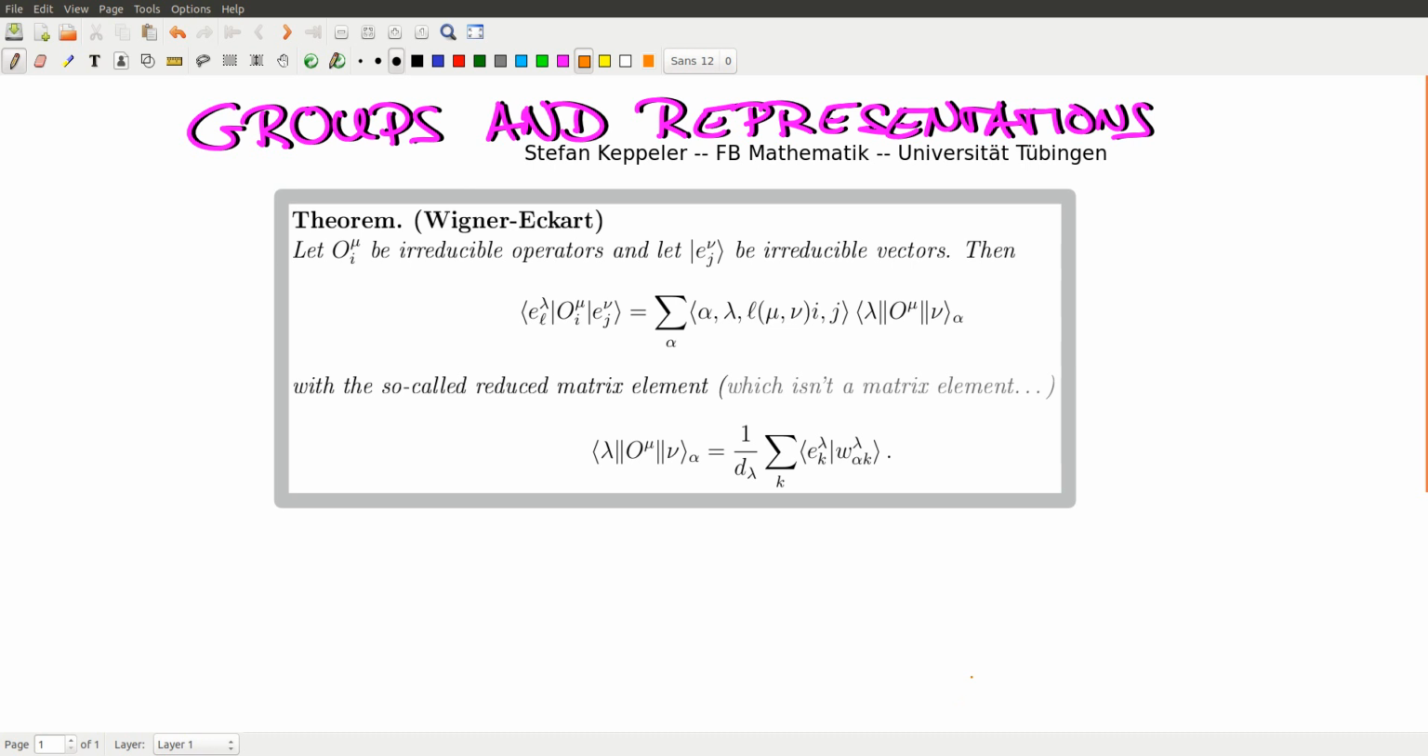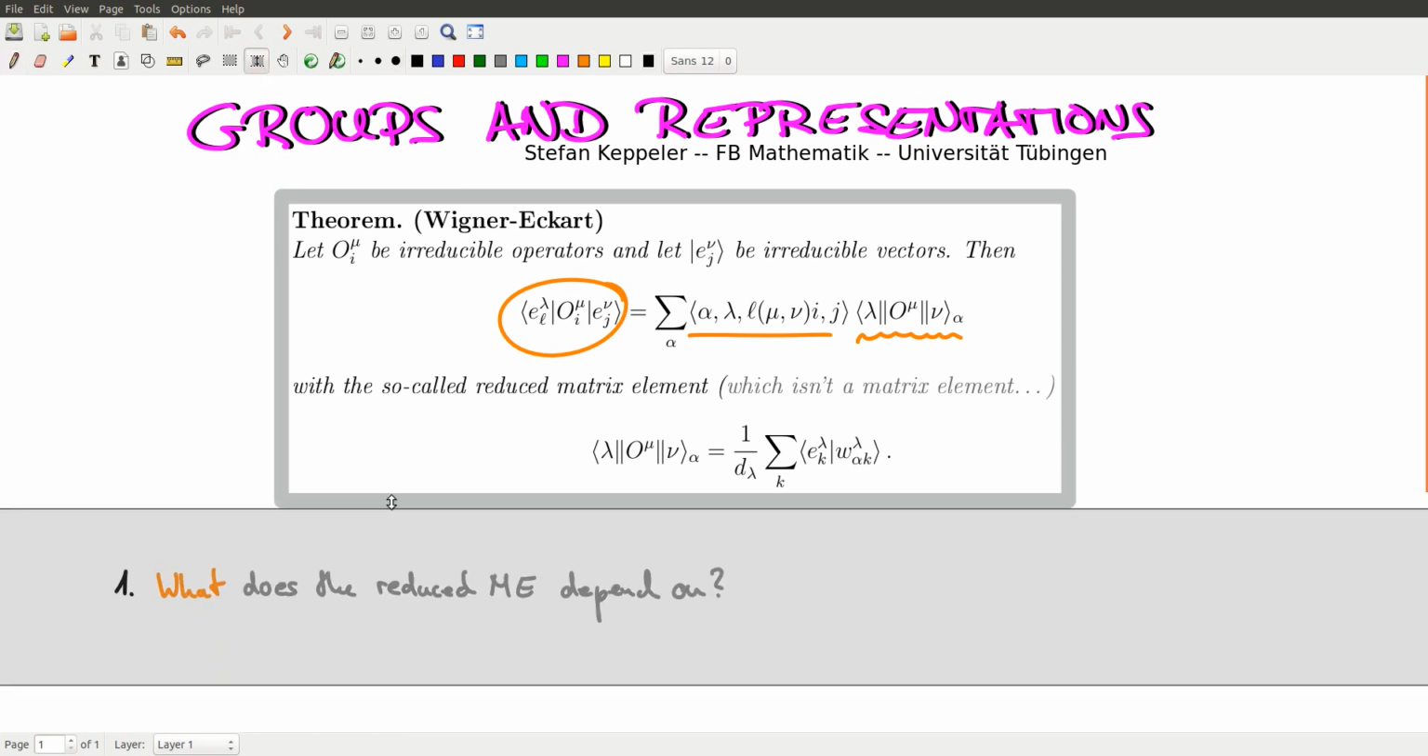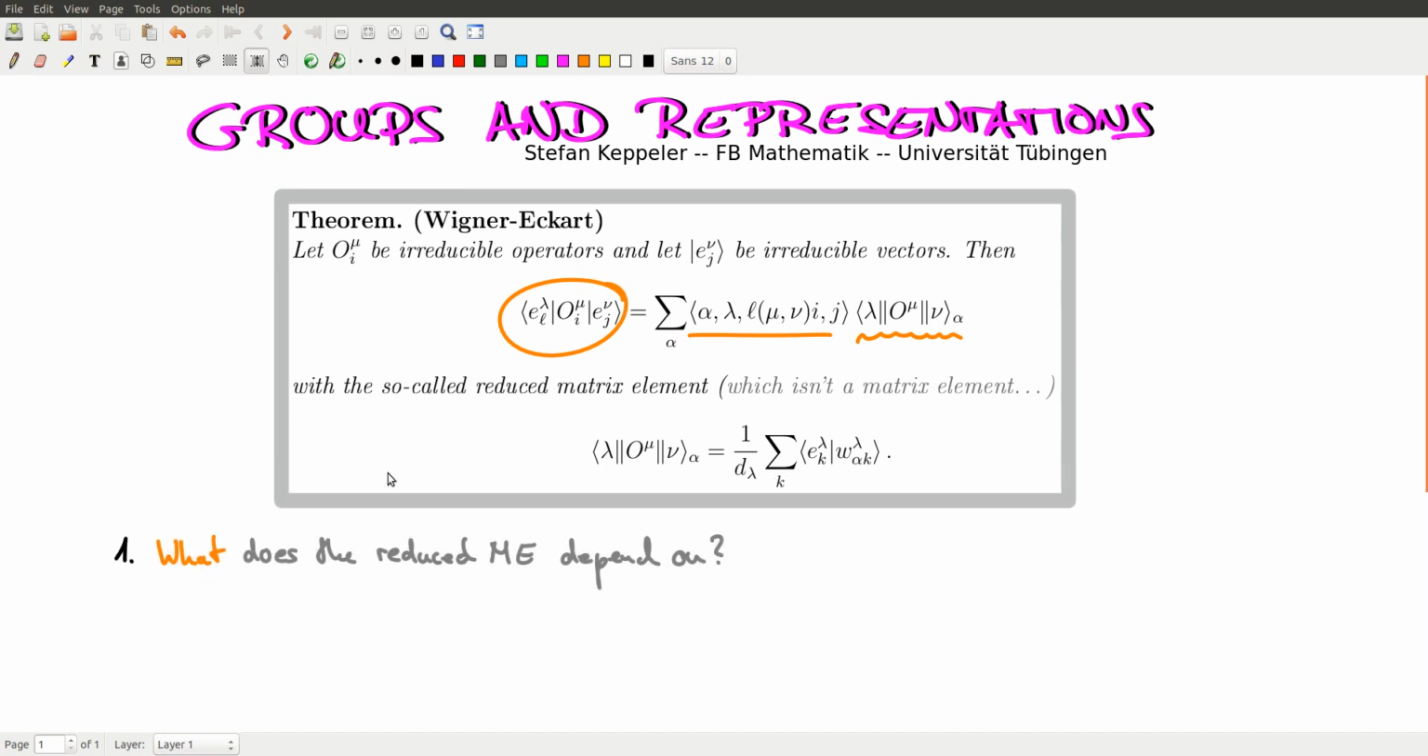Here's the Wigner-Eckart theorem, which expresses matrix elements in terms of Clebsch-Gordon coefficients and these so-called reduced matrix elements. And now the first question is, what does this reduced matrix element really depend on? Let's just erase this. If you look at this equation down here, then you see that apparently it does depend on alpha, it does depend on lambda, so that shows up here, the lambda.